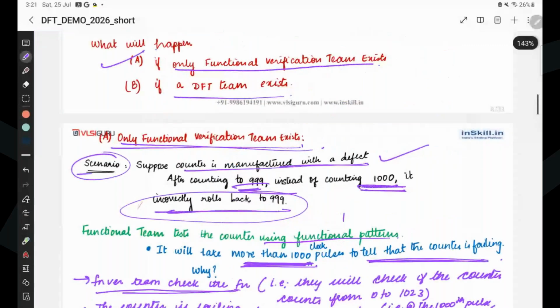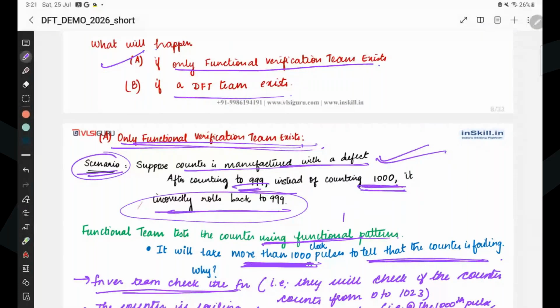So the scenario which we are considering is, suppose the counter is manufactured with a defect. So after counting 999, instead of counting 1000, it incorrectly rolls back to 999. So what will happen if only a functional verification team exists? They will check the counter using functional patterns. So in this case, it will take more than 1000 clock pulses to tell that the counter is failing.